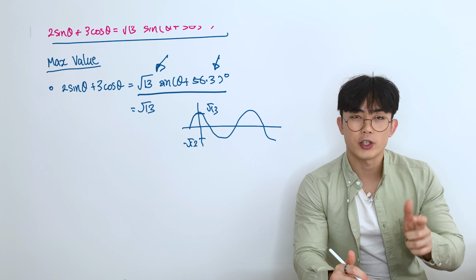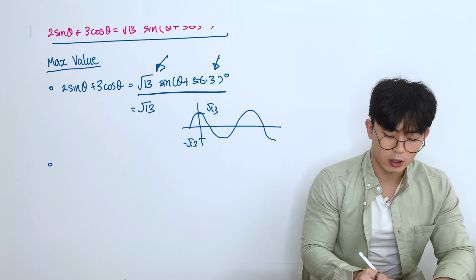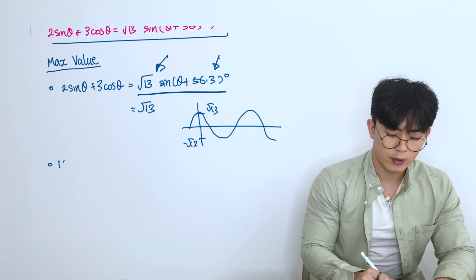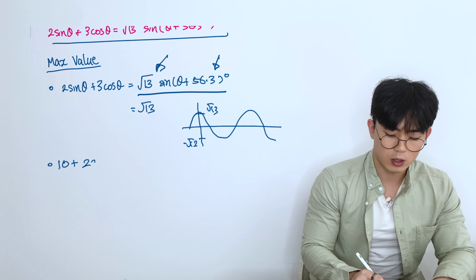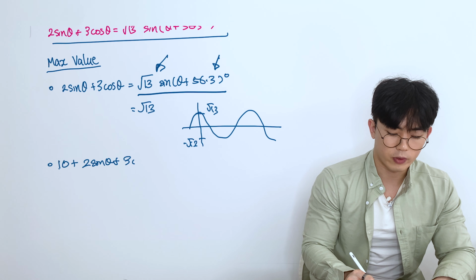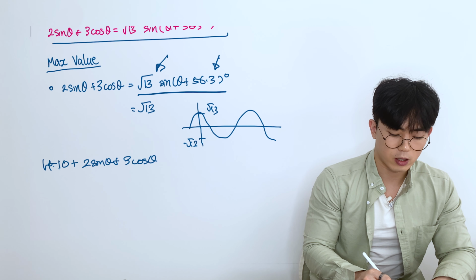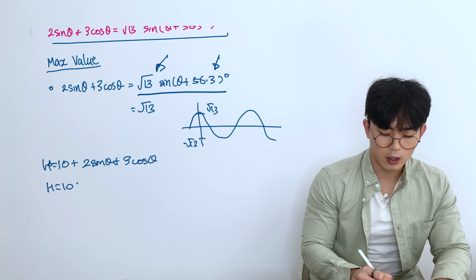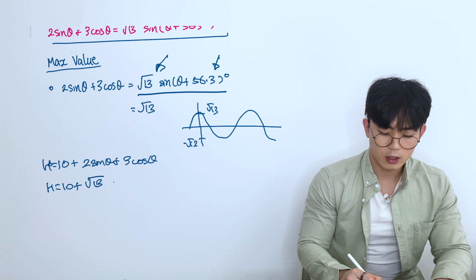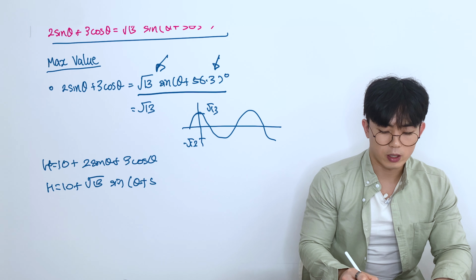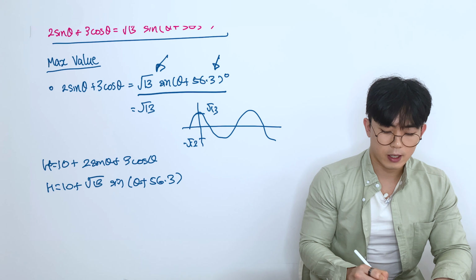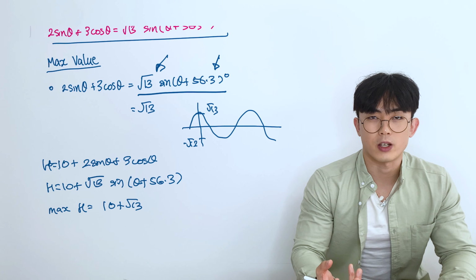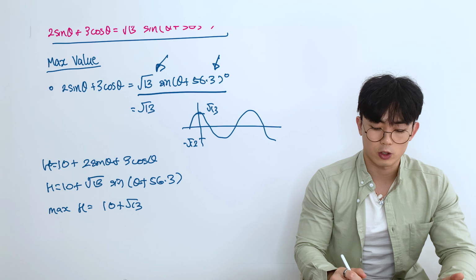Now they might try and trick you with this max. So they might say, well, what's the max of, let's say, 10 plus 2 sine theta plus 3 cos theta. Let's say this is equal to h. So what's the max of h? Well, this is the same thing as h being equal to 10 plus root 13 sine theta plus 56.3. So the max h would be equal to just 10 plus root 13, like this. Okay, that's very self-explanatory, right? Just add 10 to the maximum of these trig terms.